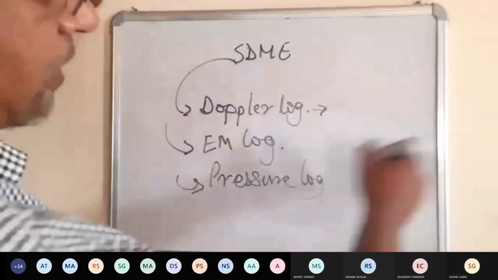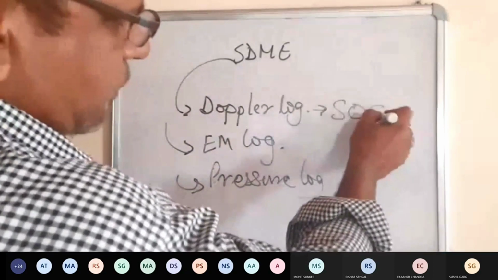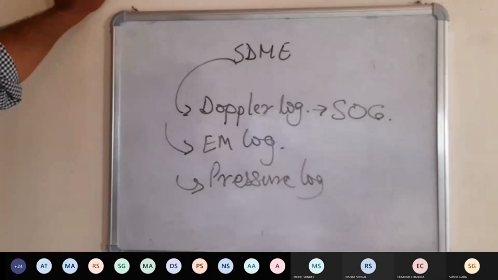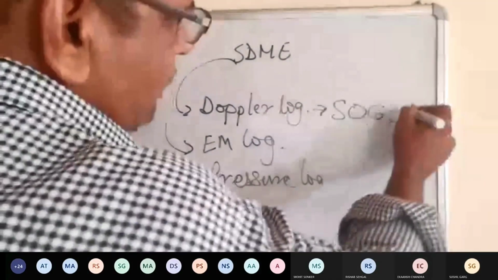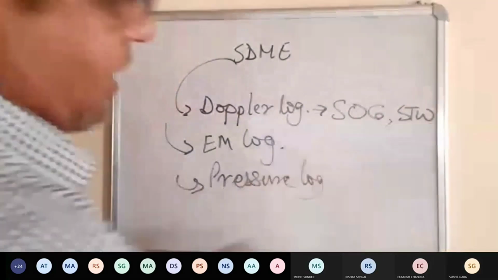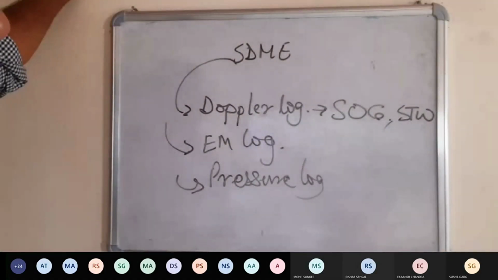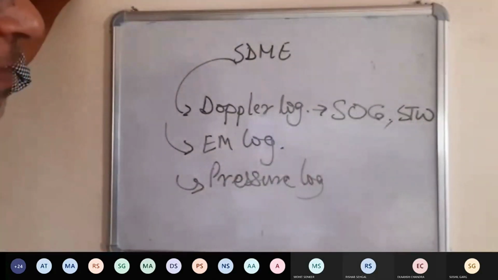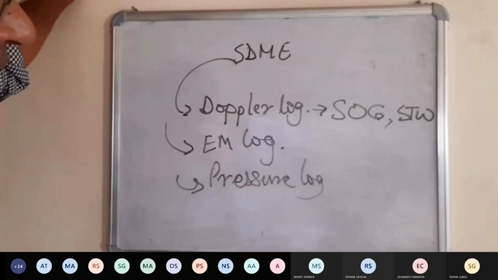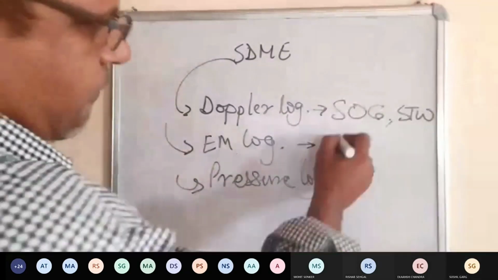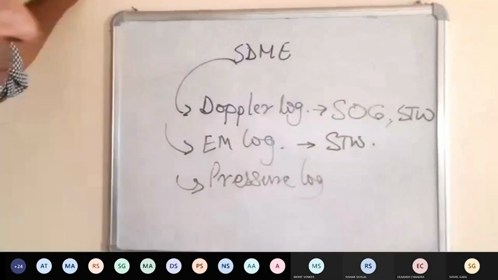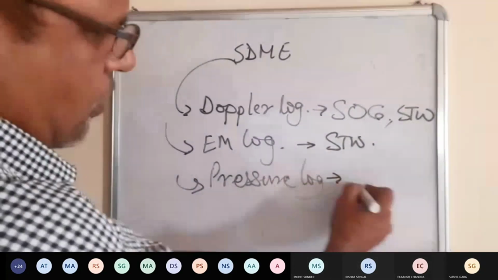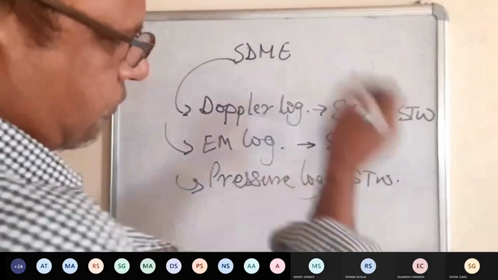Doppler log is predominantly used for SOG, speed over ground, but can also give you STW in a given condition. It is conditional. It can provide you speed through water, but in a given condition. EM log is only for STW. Pressure log is also only for STW.